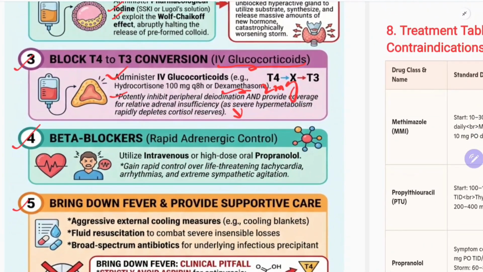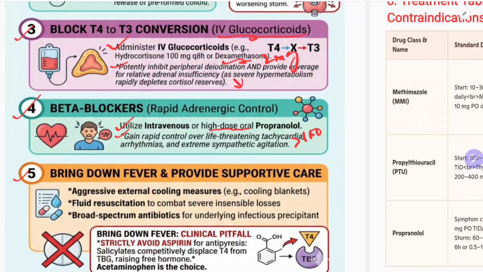Number 4 is beta blockers. Utilize IV, or if IV is not available, high dose oral propranolol. Up to more than 160 mg you can give immediate release. Okay. Gain rapid control over life-threatening tachycardia, arrhythmias, and extreme sympathetic agitation. Then fifth is bring down fever and provide supportive care.